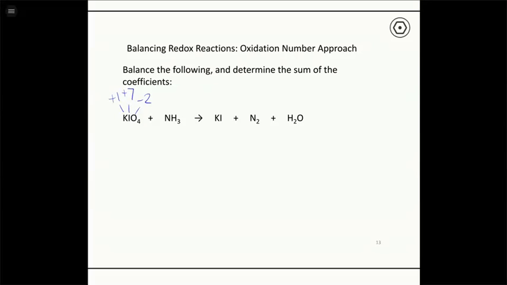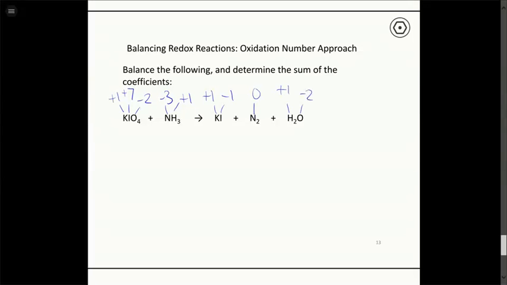All right, NH3. Hydrogen is plus 1. We have 3 plus 1s. That means we have to have a minus 3 on nitrogen to balance the oxidation numbers for NH3. Potassium iodide is a very simple ionic compound, so it's going to be a plus 1 cation, minus 1 anion. N2 has an oxidation number of 0. It's just an element by itself. And then finally water, which we always see in many of these, +1, -2. So we've assigned all the oxidation numbers.